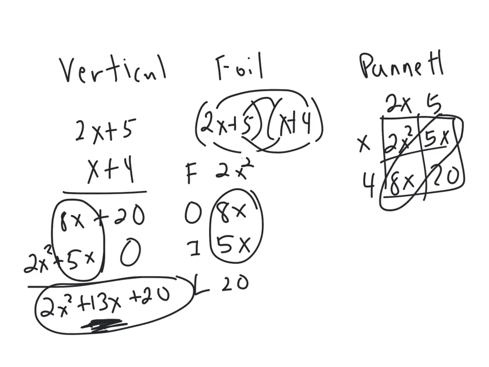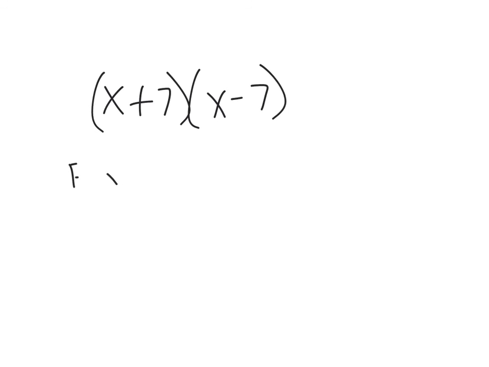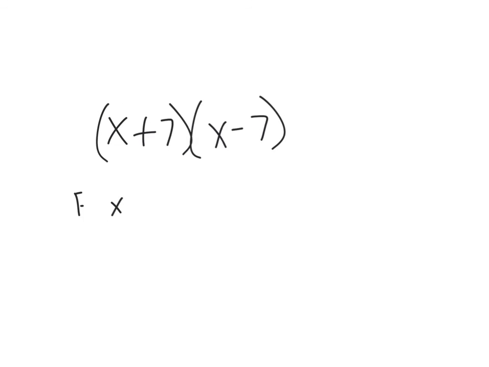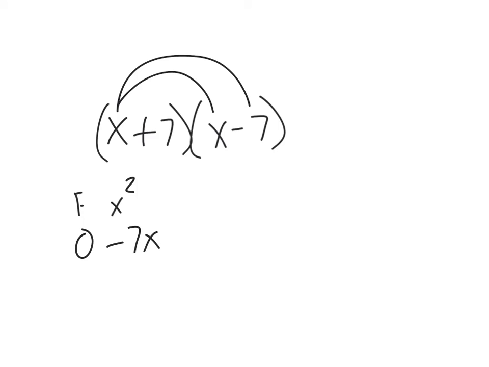Let's try one more just to make sure. This is a little bit different because you'll notice that they're the same but different signs. I wonder what's going to happen here. So if I do FOIL, I got x squared, right? This times this. My outside term would be a negative 7x. My inside term would be a positive 7x. And my last term, negative 49.